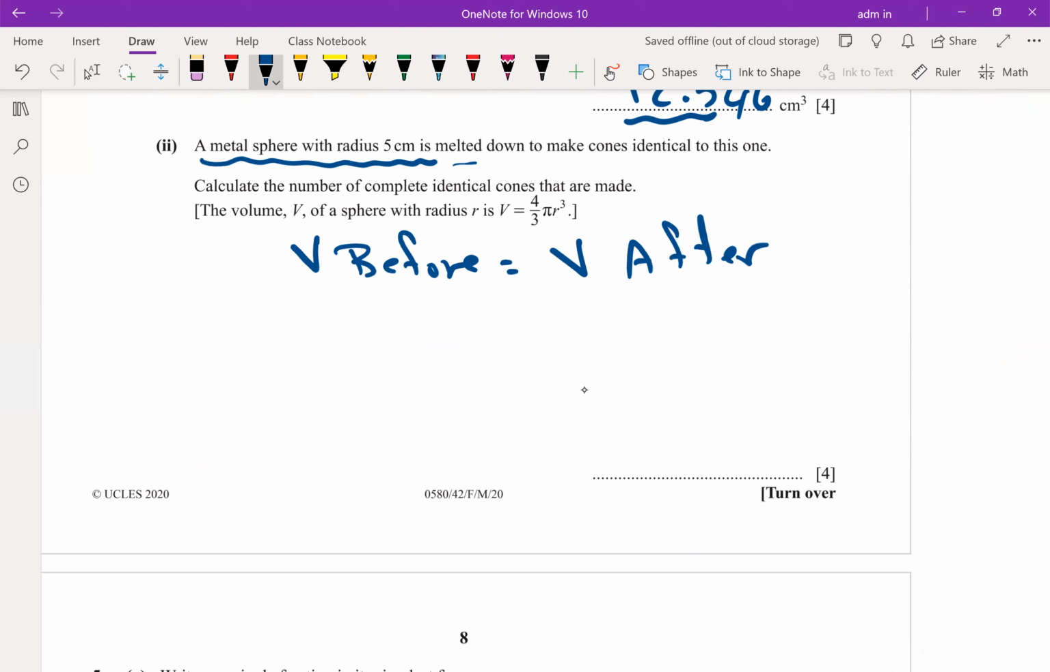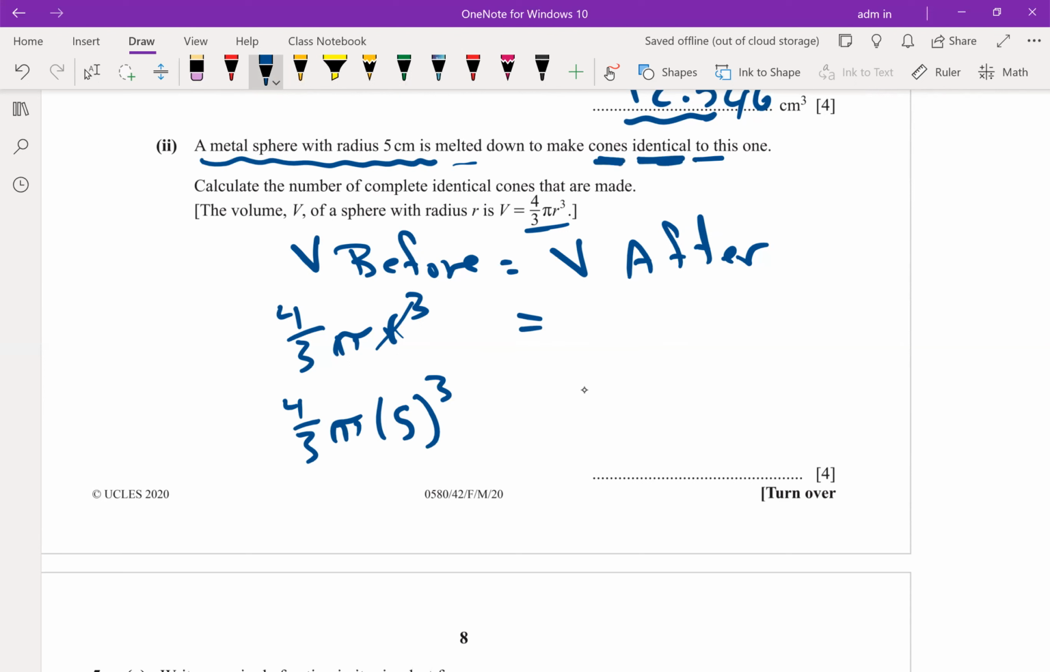Clear? Before, it was a sphere. What is the volume of a sphere? 4/3 pi r cubed. It's given. Radius is 5, so 4/3 pi 5 cubed. This is the volume before. Now convert it to which shape? It is melted and makes cones identical to this one. Calculate the number of complete identical cones that are made.